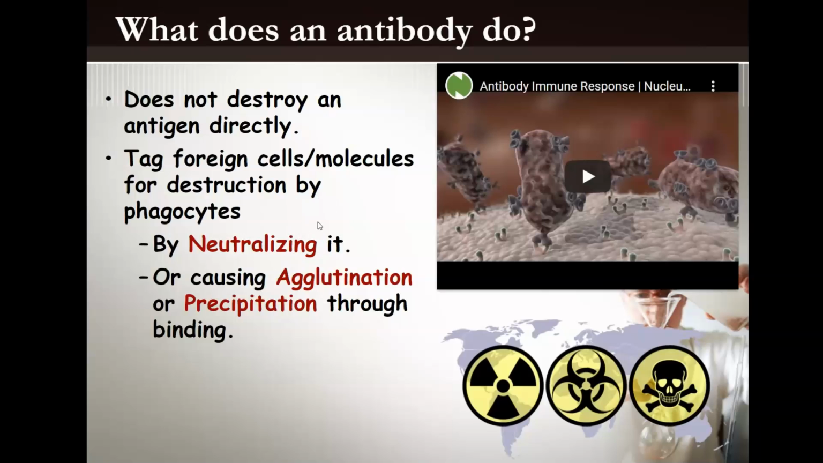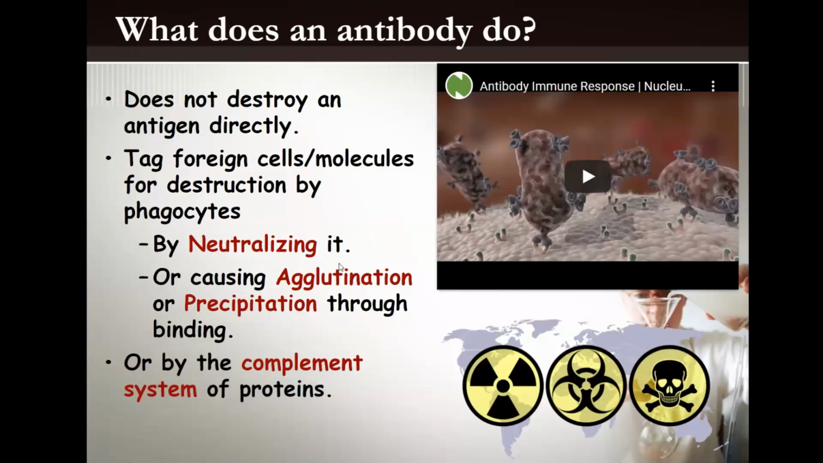Or they cause agglutination. So by binding to the antigen, they cause it to be rather heavy and precipitate out, or they grab hold of more than one at a time, and they call this that clumping, that agglutination. Or they work with the complement system to destroy.